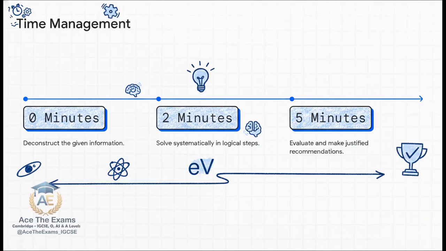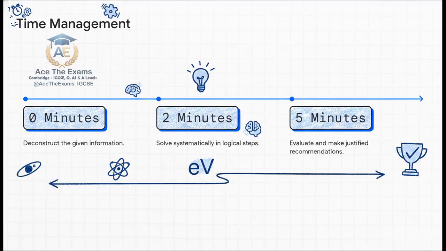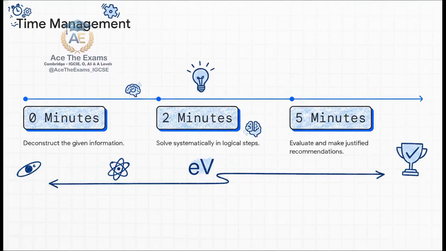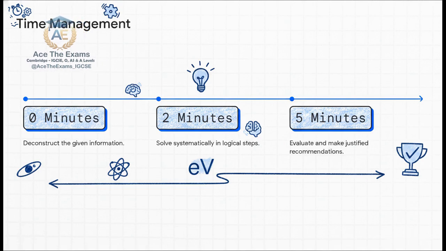0 minutes, deconstruct the prompt and decode the command words. 2 minutes, solve systematically using those logical steps we just discussed. 5 minutes, evaluate and make justified recommendations. By consciously managing your time this way, you ensure you don't just stop at the calculation. You actually reserve time at the end to check your answer for reasonableness. It completely prevents that panic-induced rush that leads to unforced errors.